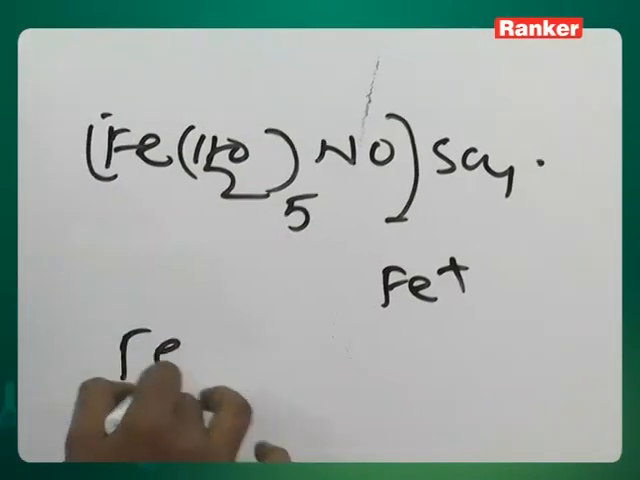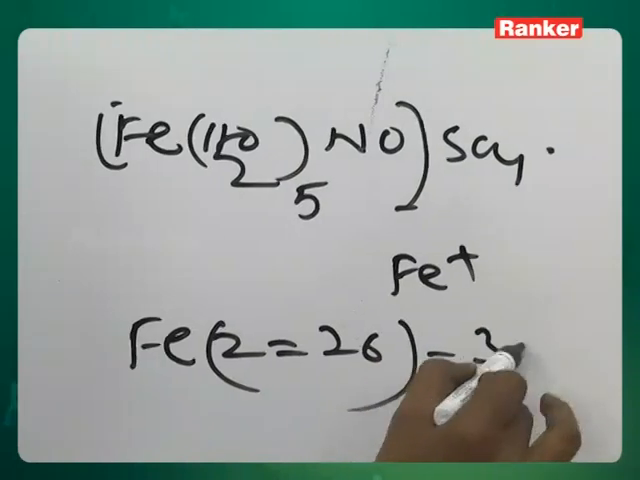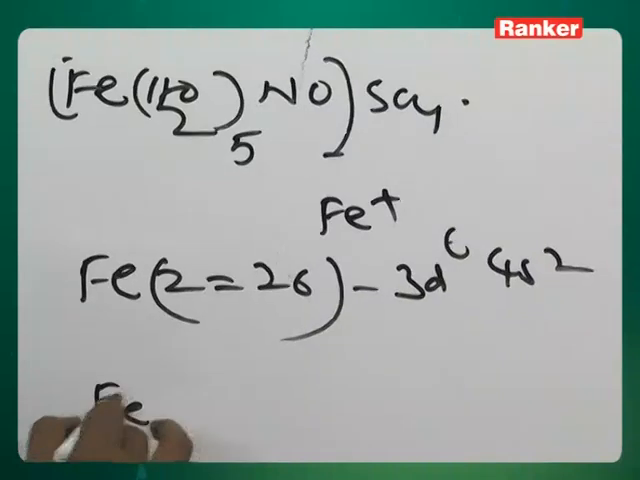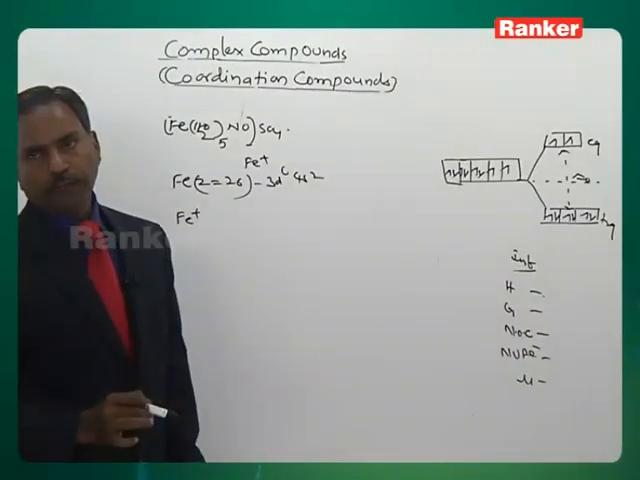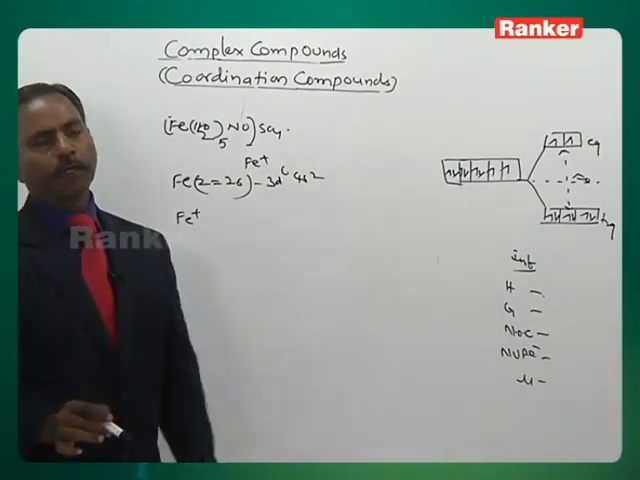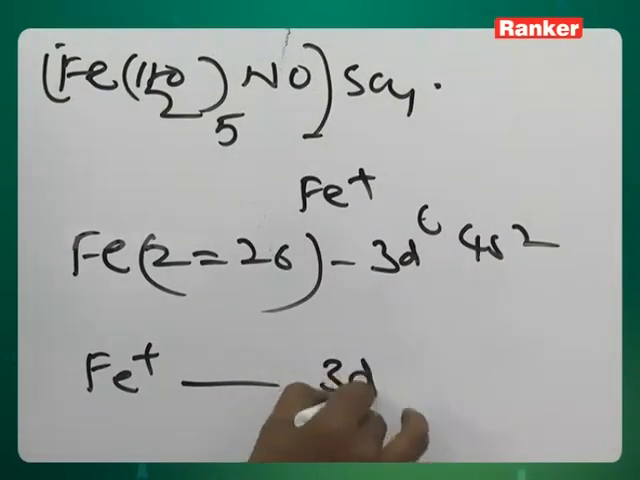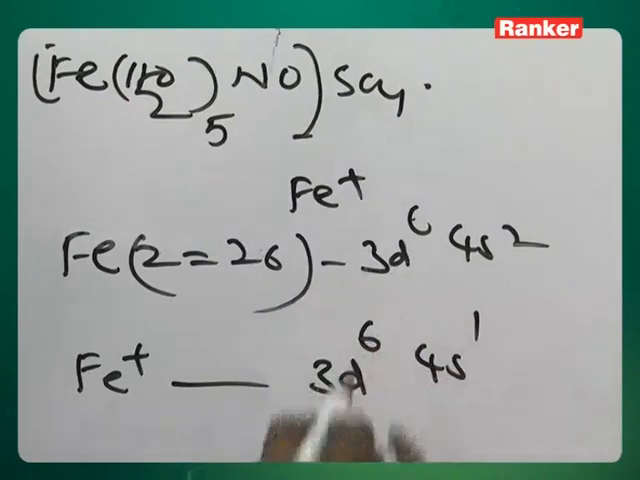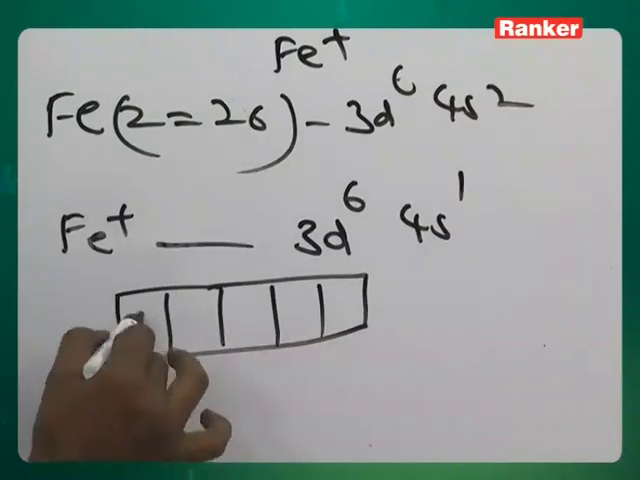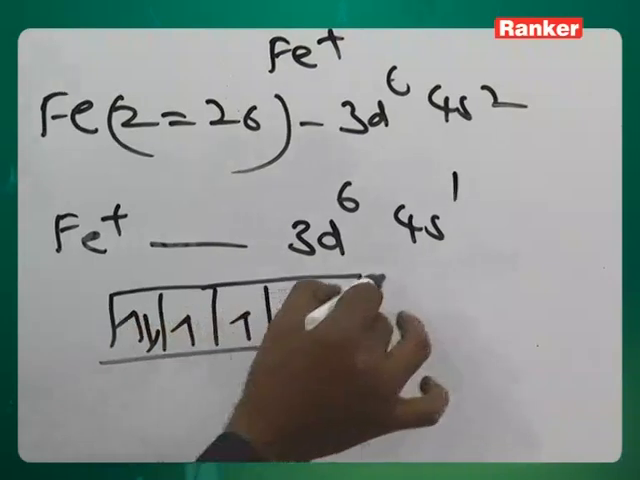Now you see here Fe, Z equal to 26, so it will be 3d6 4s2. The oxidation number of iron in the brown ring is Fe+. The brown ring is very important. In most of the entrance exams, it repeatedly appears. Be very careful about Fe+. Then it is 3d6 4s1.